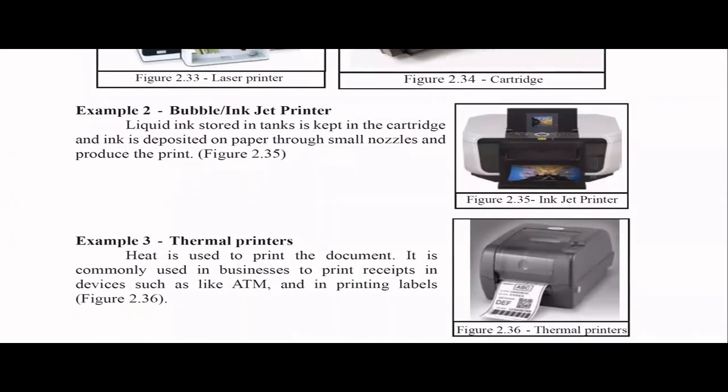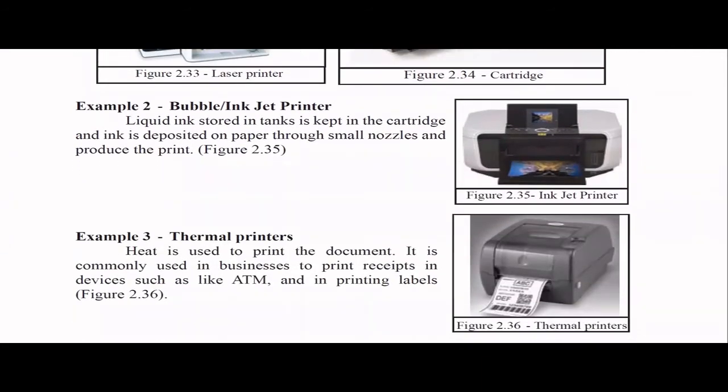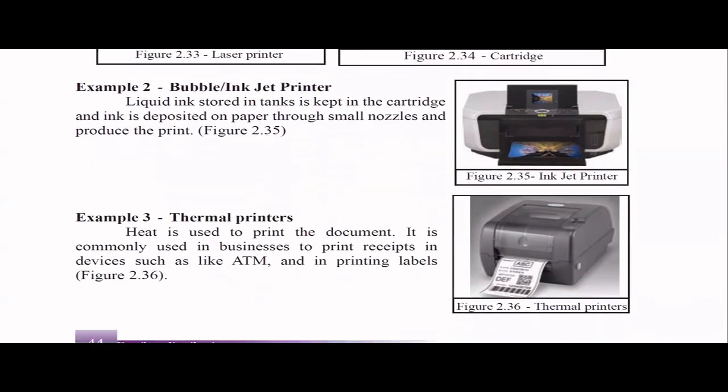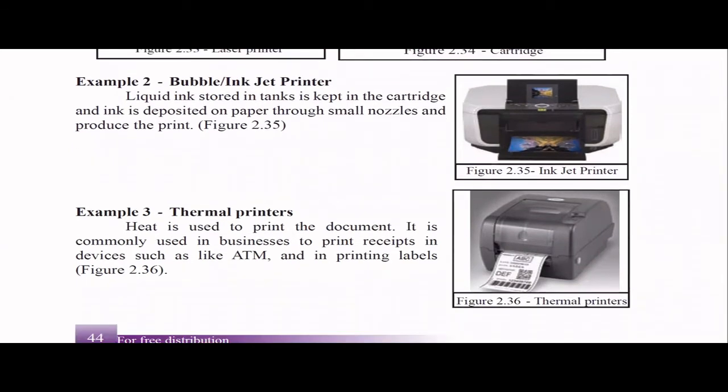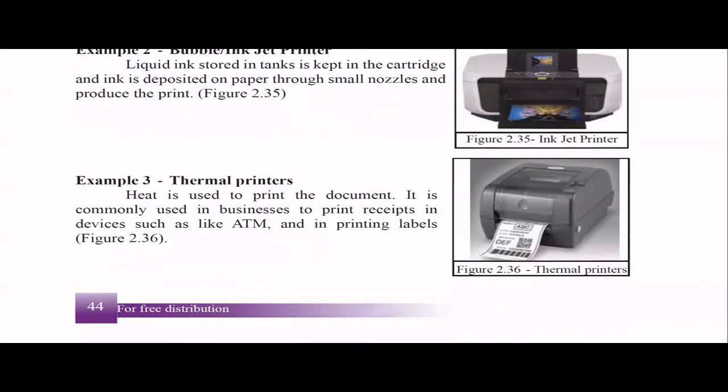Then comes the bubble or inkjet printer. As I told you, in the cartridge here we have liquid ink. So that's the difference. Here the ink is sprayed through small nozzles, and then you produce the printout. Then comes the thermal printers. The word thermal itself tells you it's using heat to print documents, right? This is commonly used in ATMs and for printing tags and labels and so on. For that we use thermal printers.